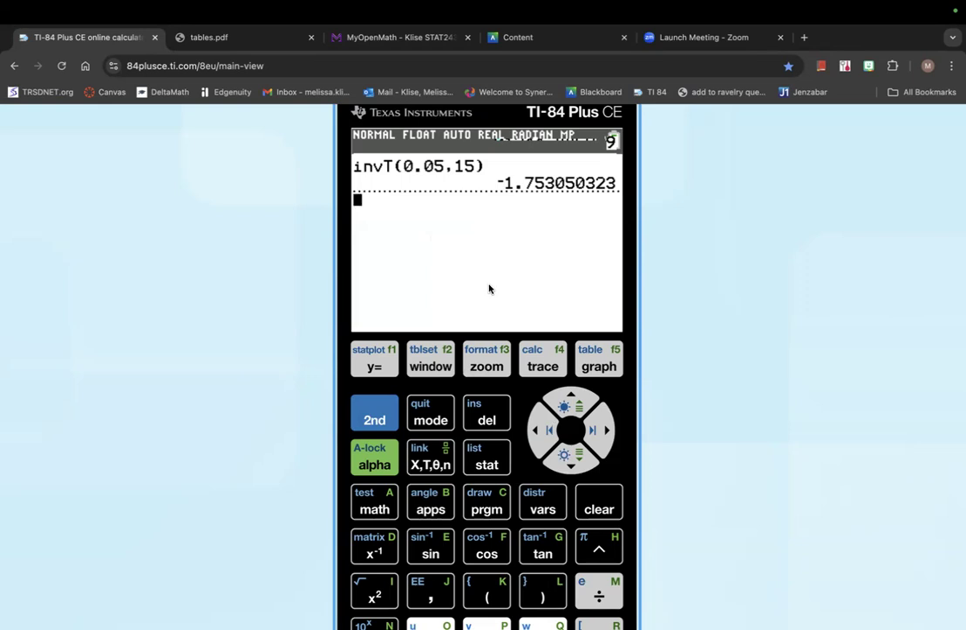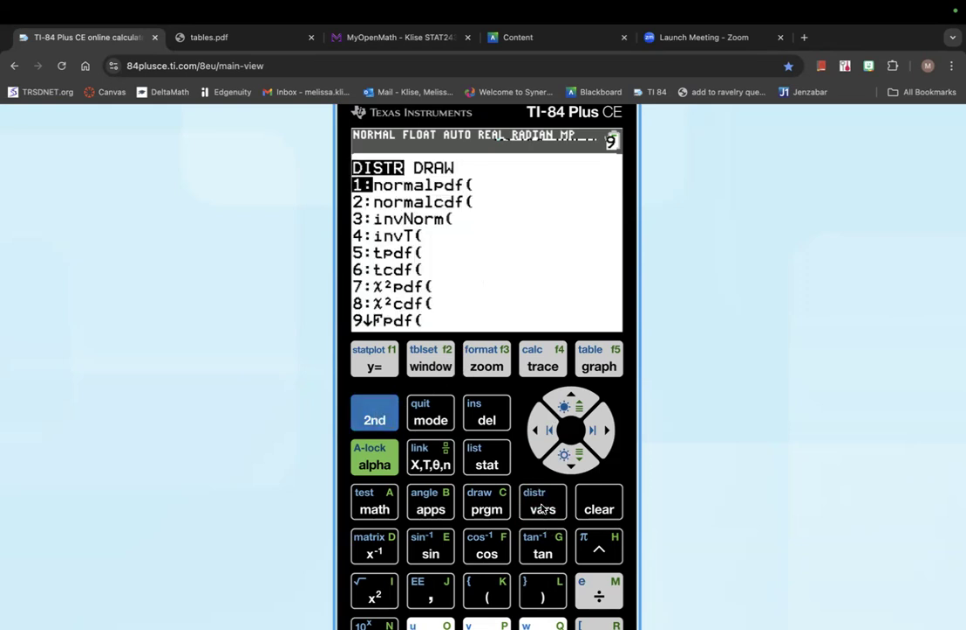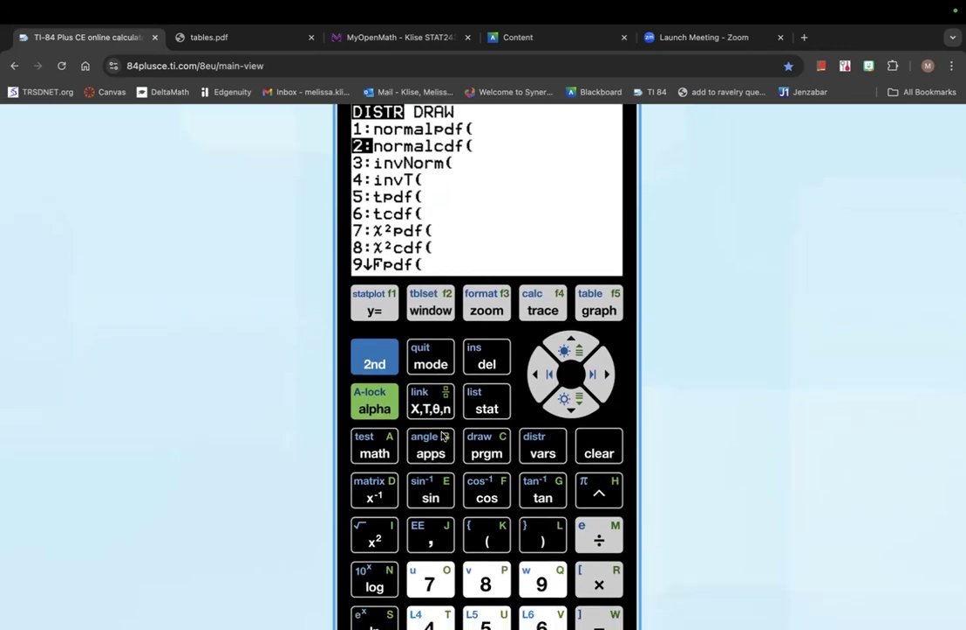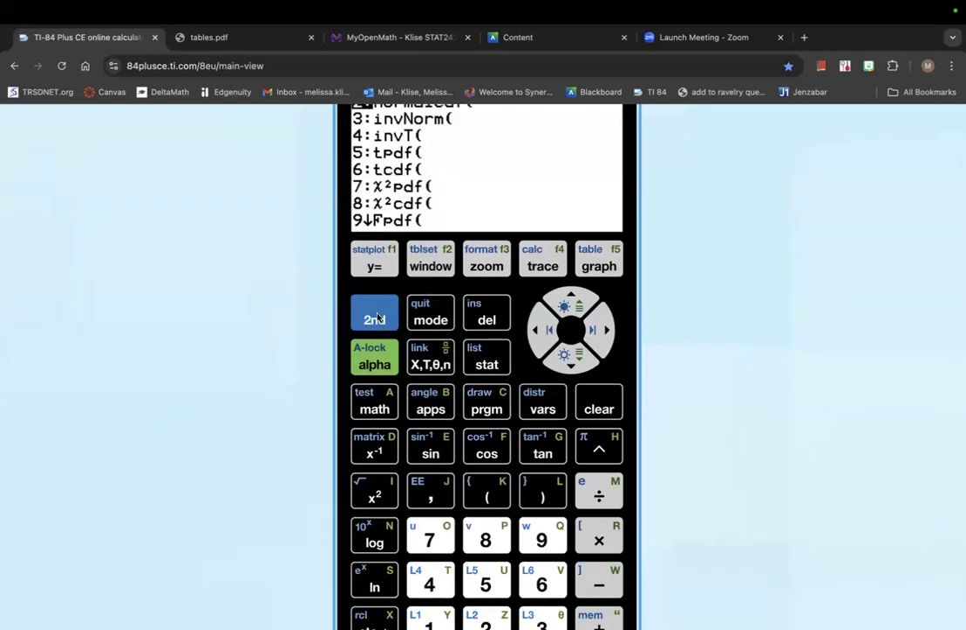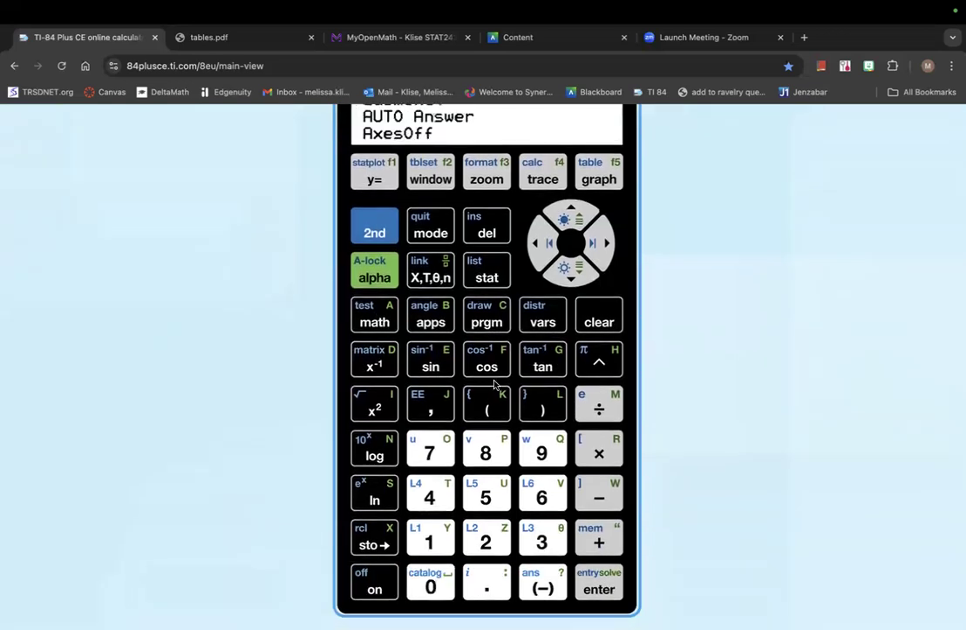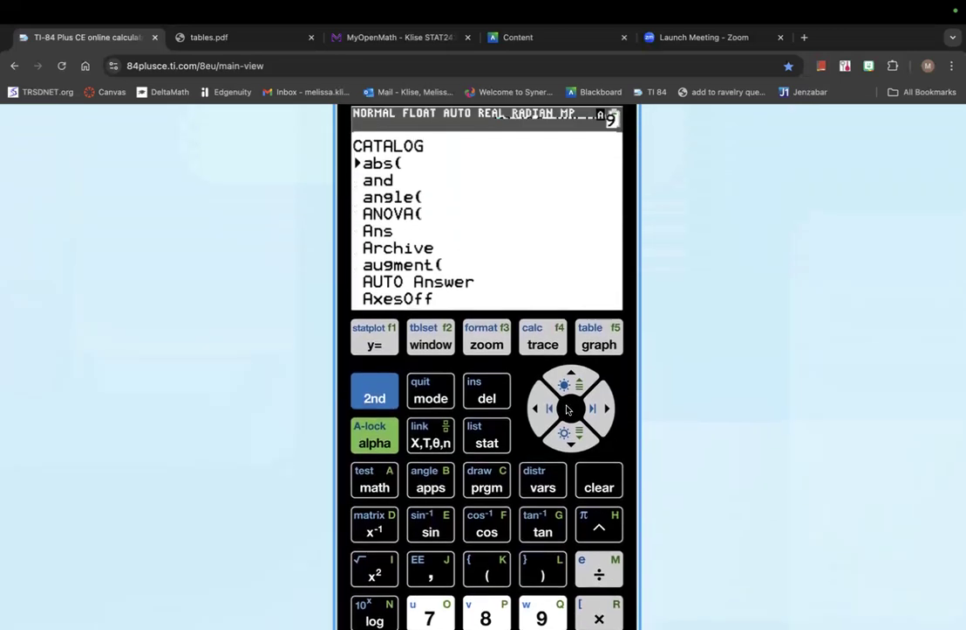Is there another name for it? Because I'm not finding that under second vars. So you can't see inverse t. Mm-mm. And it's not number 4. What's your number 4? Number 4 is TPDF. Oh, I wonder if it is in the catalog. Let's check it out. Let's see if it's in the catalog. Don't know.